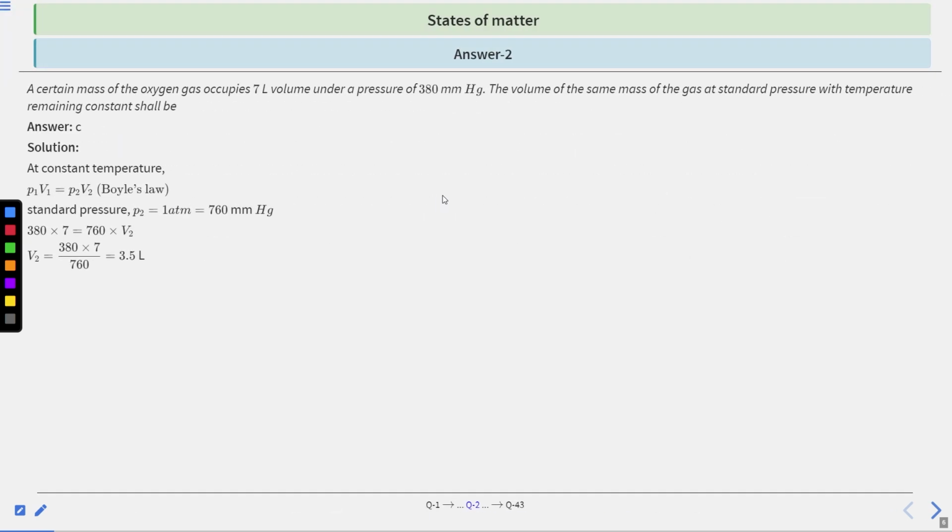Okay, so the correct answer is option C. So at constant temperature, we know Boyle's law, that is P1V1 equal to P2V2. And standard pressure, P2 will be 1 atmosphere, that is 760 mmHg, because the pressure given in the question is also in this unit. So putting the values in the Boyle's law equation, we found V2 will be equal to 3.5 liter. Hence, option C is the correct answer.